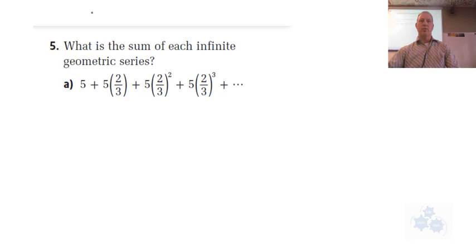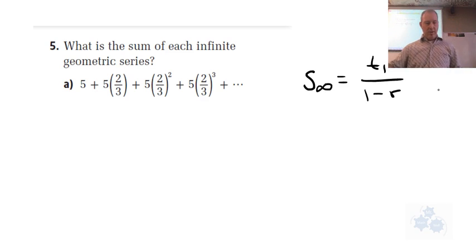So number 5 says this: what is the sum of the infinite geometric series? So we want to remember that S of infinity is going to be t of 1 over 1 minus r, right? The simplest formula that we have here so far. And t1 is pretty easy to see, it's 5.